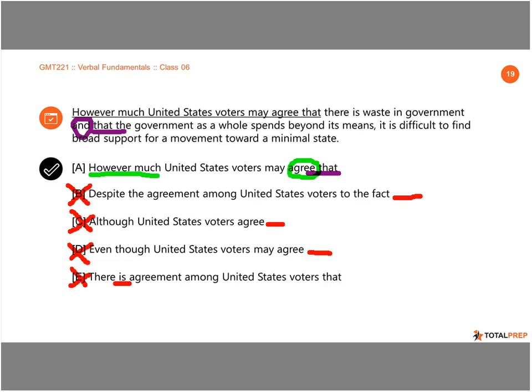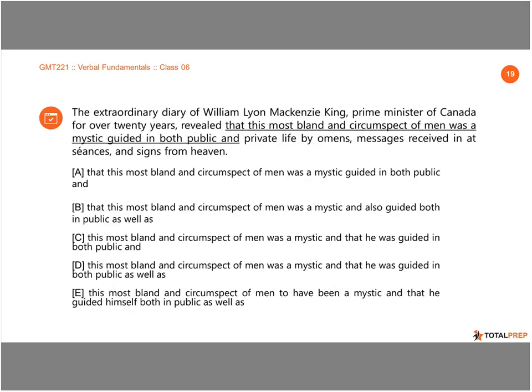So just to illustrate however much, an example would be: however much I try to like reading comprehension, I always end up sleeping when studying for it. Something like this. Okay? So however much is an idiom that now you can add to your list of other idioms. Another exercise. You can pause the video and select the right answer.